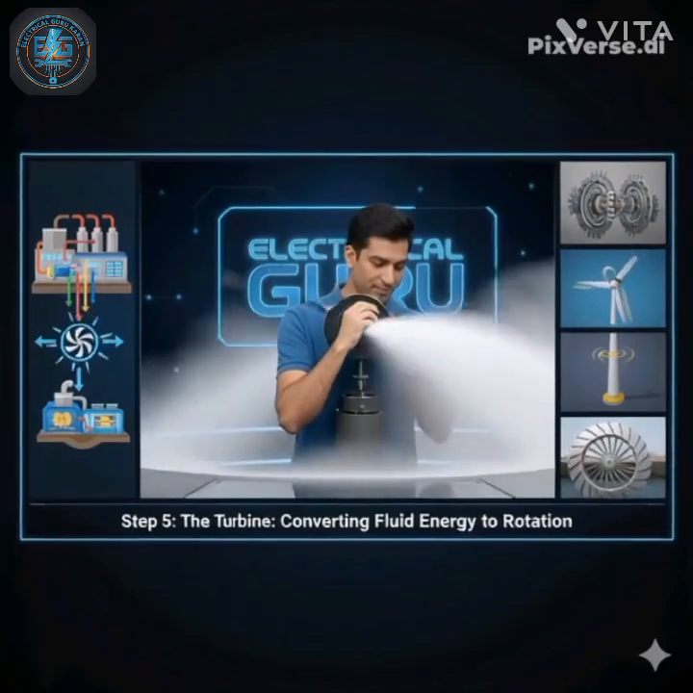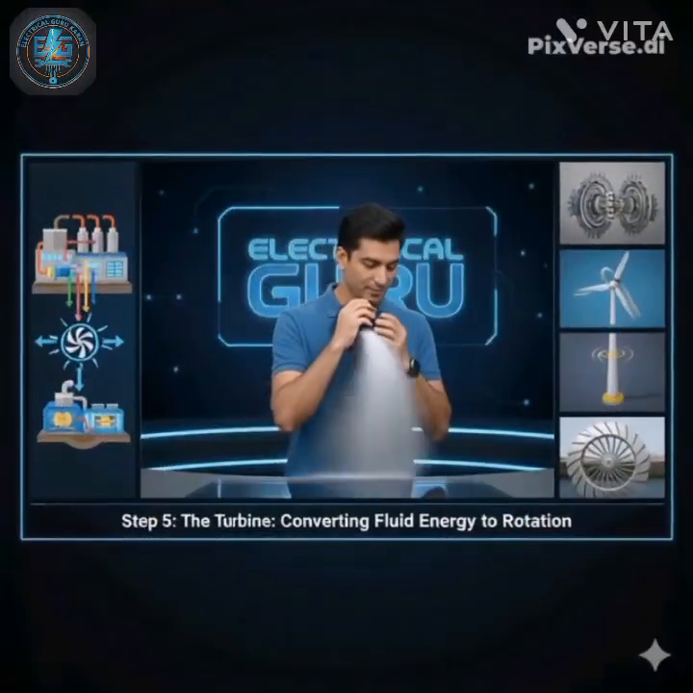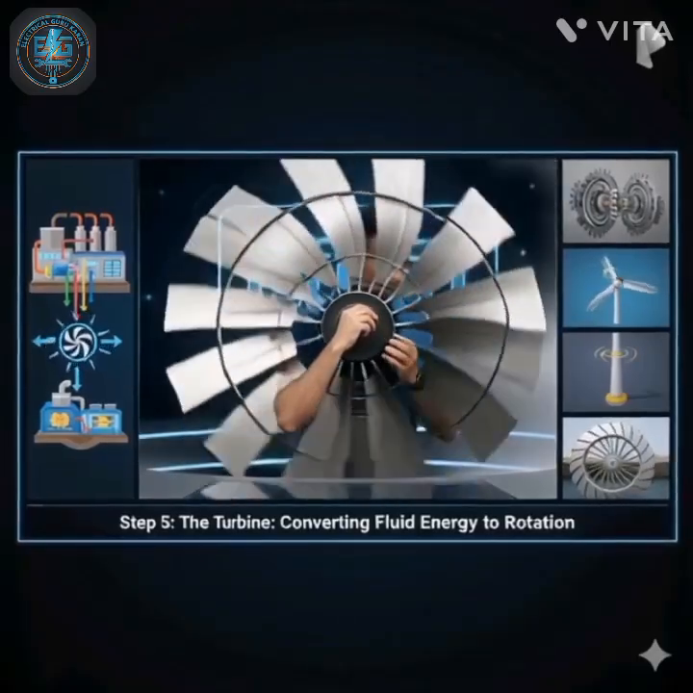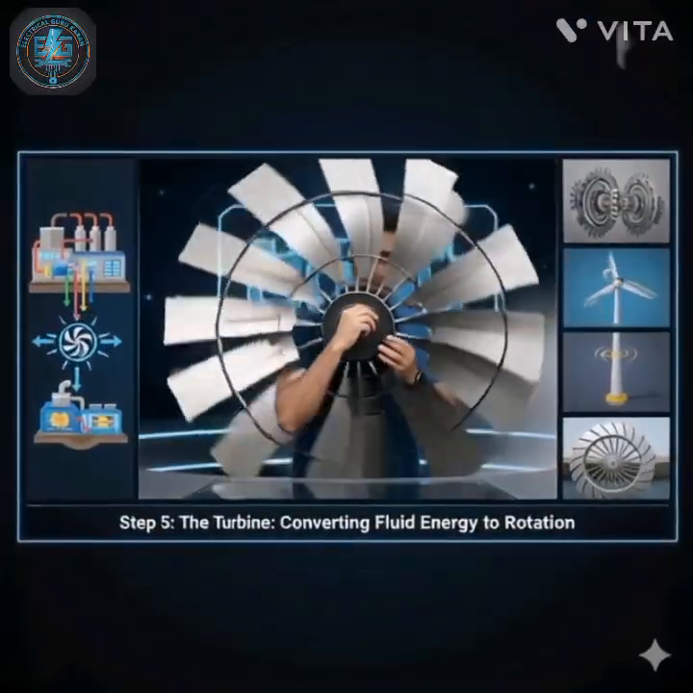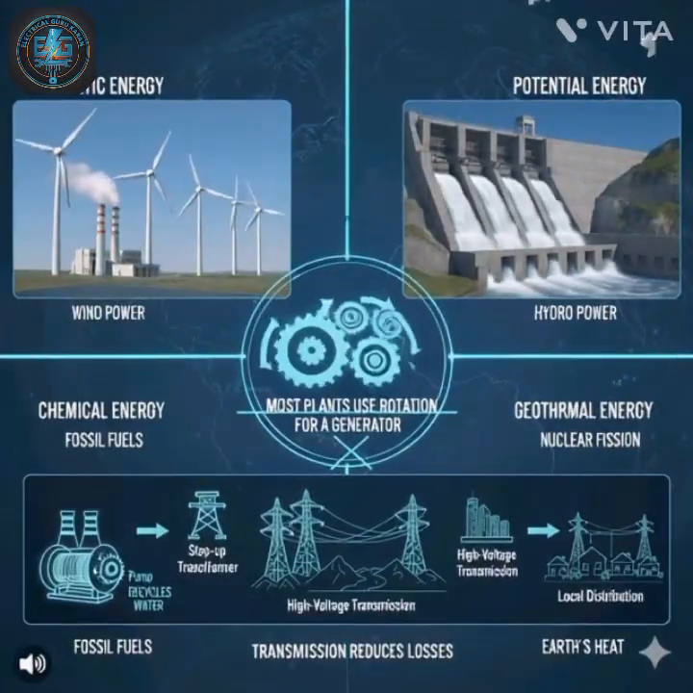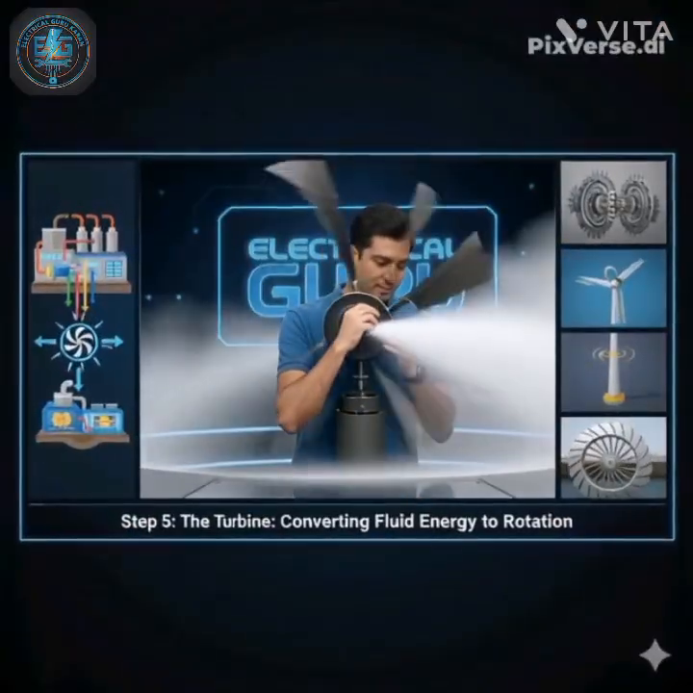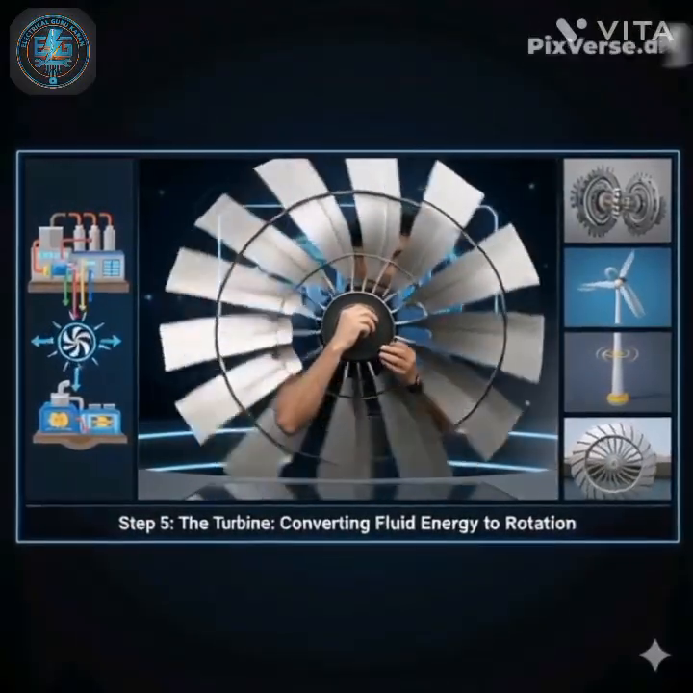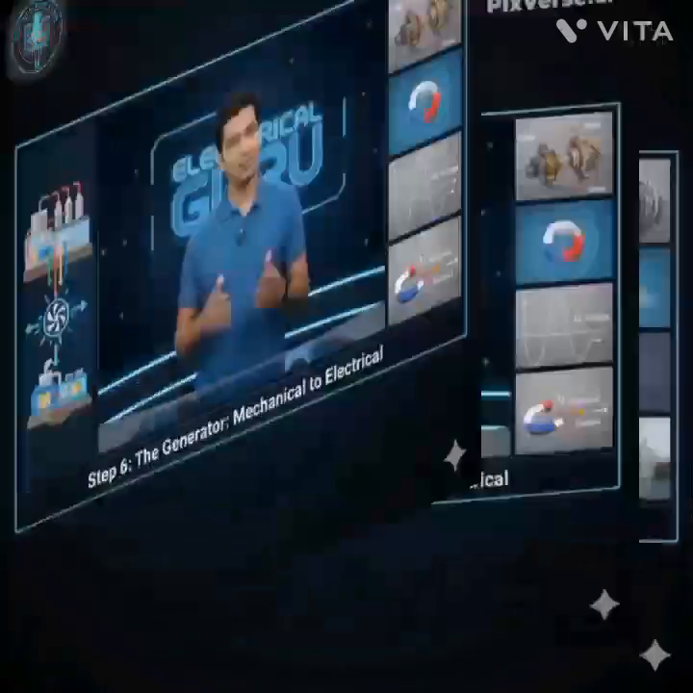Step 4. The turbine, converting fluid energy to rotation. The turbine is a rotor with many blades. High-pressure steam, flowing water or wind strikes these blades and makes the rotor spin. Turbines are designed to extract as much energy as possible from the fluid flow and rotate at high speeds that match the generator's needs.